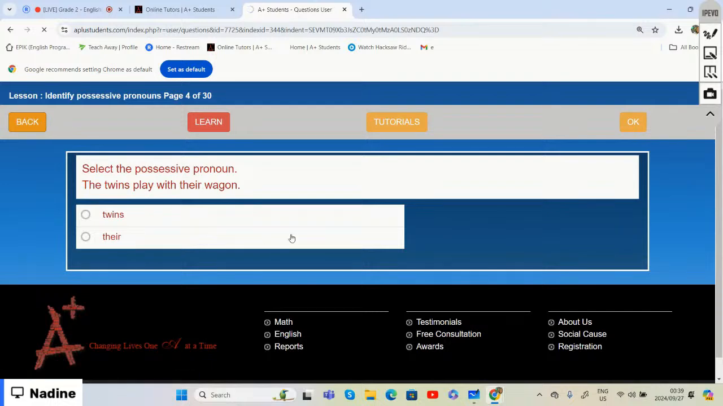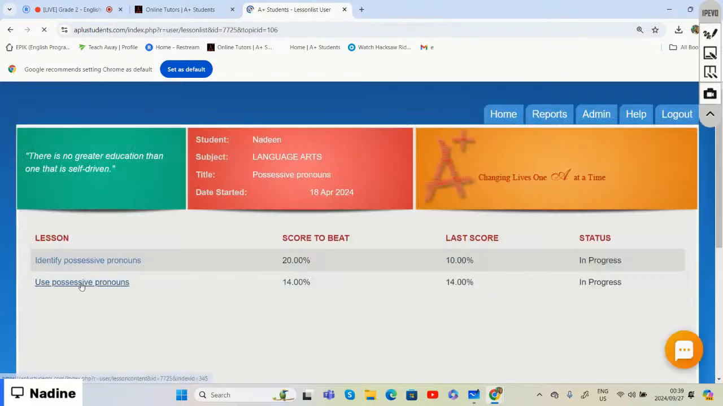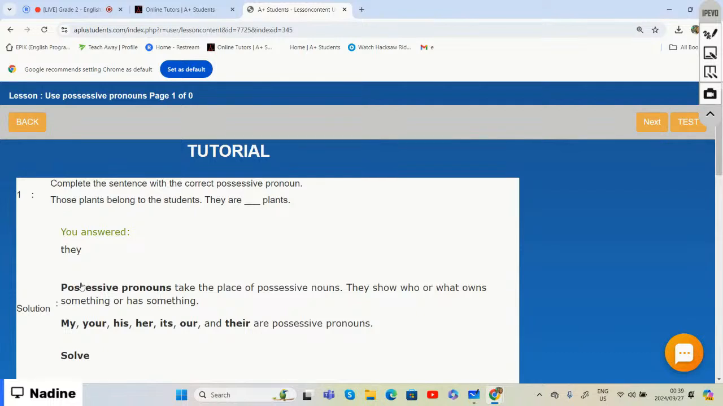All right. So now we're going on to the next one where we're going to use possessive pronouns. We had to identify the possessive pronouns within the sentences, basically just underlining if it is your, my, his, her, its, our, or their. But now we're going to use possessive pronouns within a sentence.